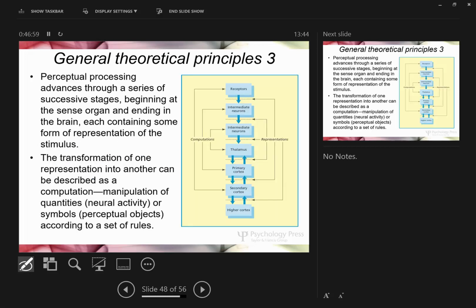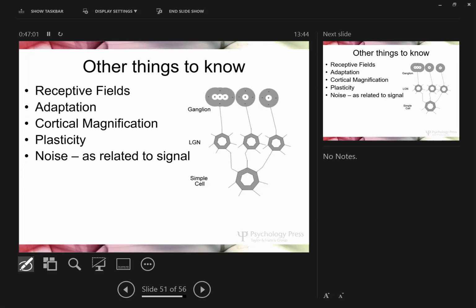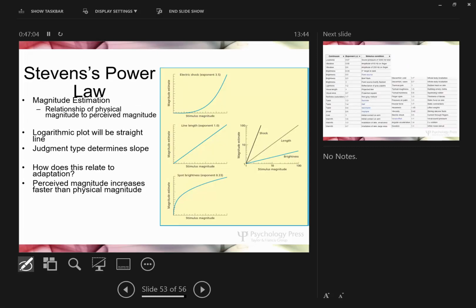Don't worry about representation. That's going to get you confused. And then we'll get through the rest of this at some other time. All right. Questions, comments, concerns?